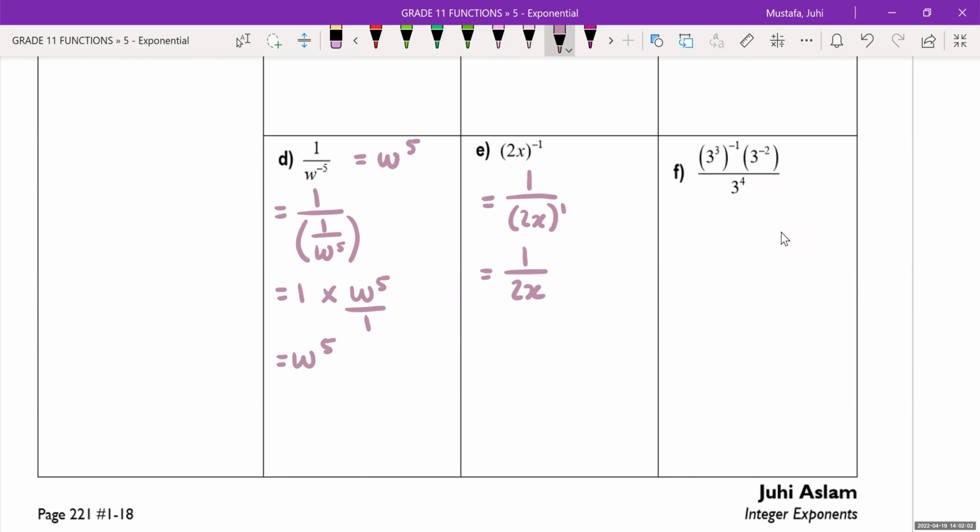That's it. And then for question F, we're going to use power laws again. So this is very much like examples 1 and 2. So first I'm going to use a power of a power for this part right here. 3 times -1 is going to be -3 times 3 to the power of -2 all over 3 to the power of 4. So you can go ahead and use power laws and see what you get for this one.